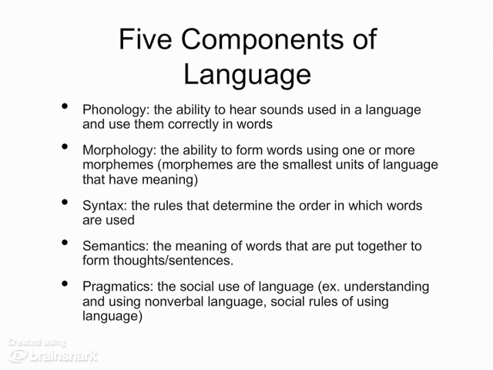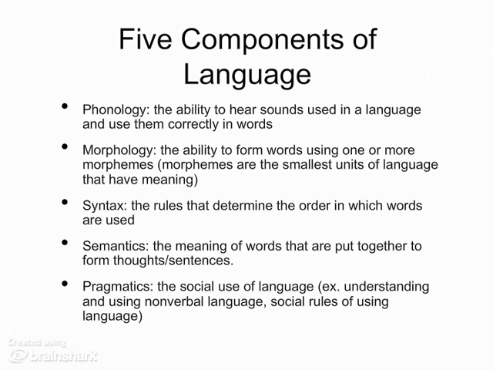Morphology is the next component of language, and this involves the ability to form words using one or more morphemes. Morphemes are the smallest units of language that have meaning. Syntax are the rules that determine the order in which words are used. Semantics is the meaning of words that are put together to form thoughts and sentences. And pragmatics is the social use of language, understanding and using nonverbal language, social rules of using language, etc.